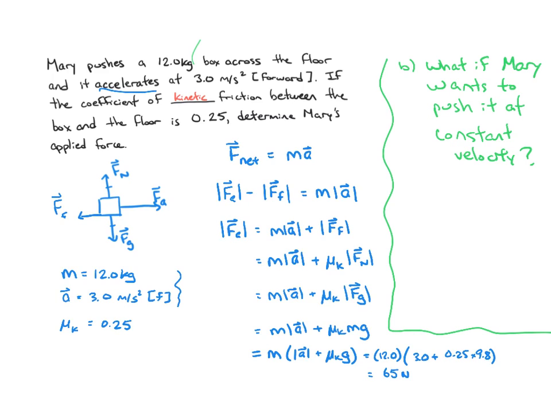And this will just be quick because I've already done a lot of the work here. Well, if she wants to keep it at constant velocity, then the forces have to be balanced. Right? Newton's first law, constant velocity means balanced forces. So gravity is balanced with normal, and applied force will have to balance with friction.